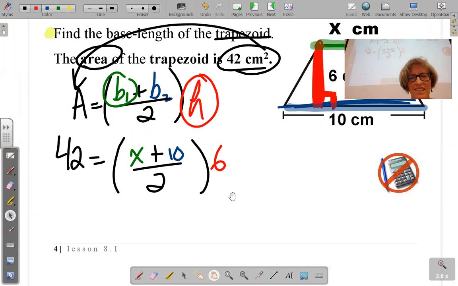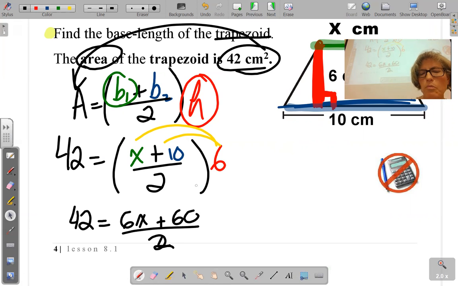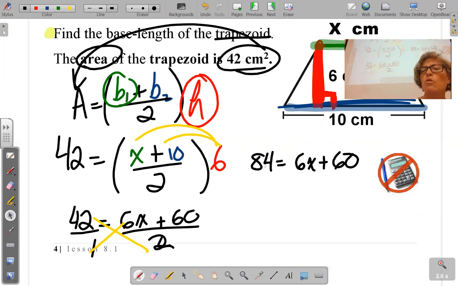Okay. What's your first instinct here? 42 equals 10x over 2. Well, what do you want to do with that 6? It's on the outside of the parenthesis. Multiply it. Okay, let's do that. We're going to distribute. So now we're going to read 42 equals 6x plus 60 over 2. That 2 doesn't impact the 6. Okay, pop it over 1. Now what? You see what we're doing? What did I do? You multiplied 42. Cross multiplied.